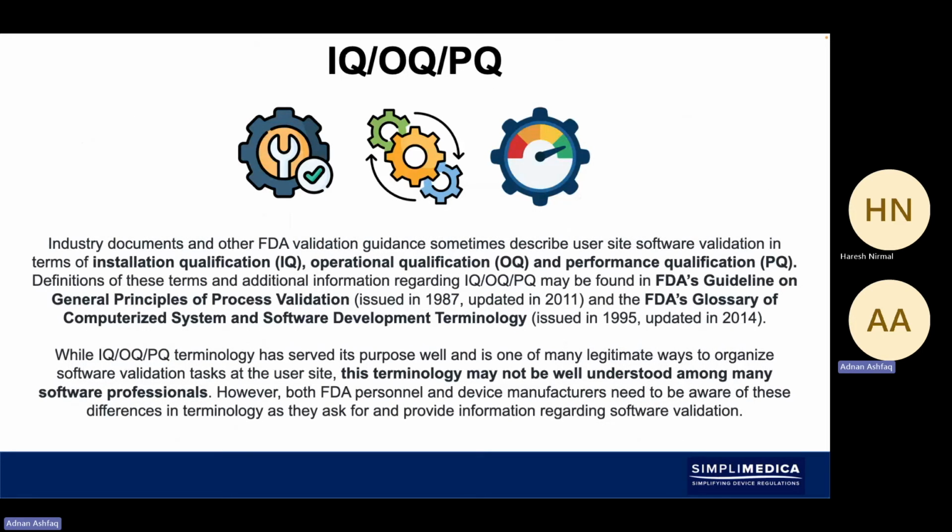We would then move on to the IQ, OQ, PQ once we've got the functional specification and factory acceptance done and the user requirements all logged. You would look at performing IQ, OQ, PQ. This has been very well defined in the FDA guidelines on general principles of process validation, and also the FDA's glossary of computerized system and software development. IQ, OQ, PQ is sometimes not very well understood by many software professionals.